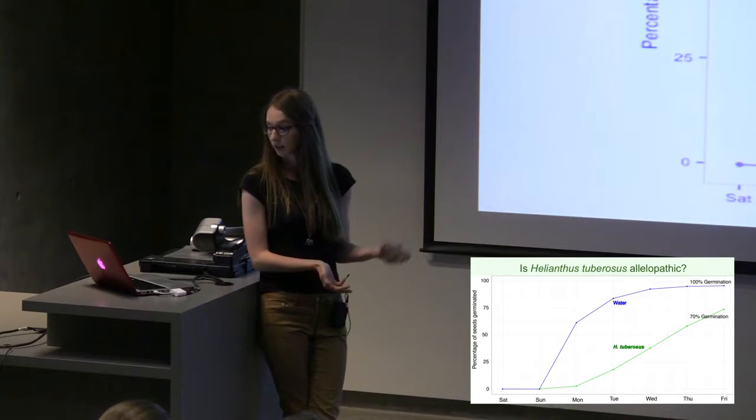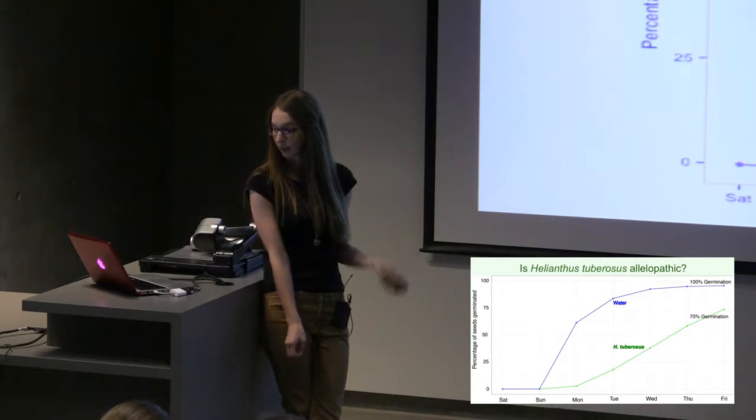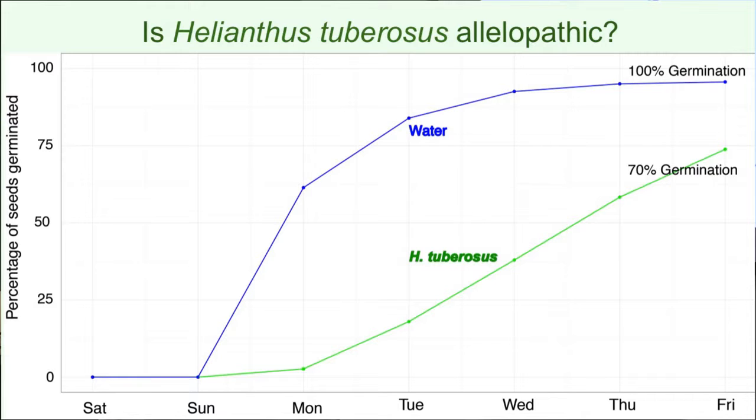Then, we tried to grow them in our potentially allelopathic plant species. So this is a graph that's going to answer the question, is Helianthus tuberosus allelopathic? There's our seedlings grown in water, and they go all the way up to 100. The green line are seedlings grown in Helianthus tuberosus. So you can see that by the end of the week, they don't get to 100%. Some seedlings don't germinate. Also, the start to germination is really delayed. Monday, which is the first day that seeds are supposed to germinate, in water, you get up to 55%, and in tuberosus, you only get to like 5. So this cap at 70% germination and the severely delayed start to germination definitely suggests allelopathy in Helianthus tuberosus.